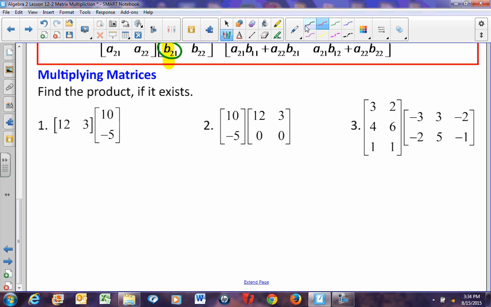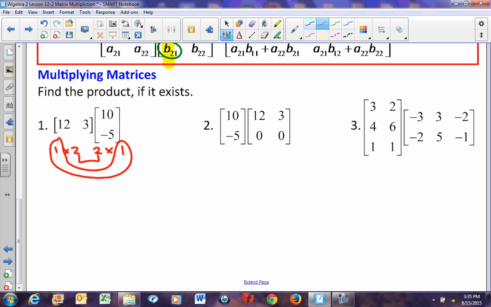1 row, 2 columns, have that right. 2 rows, 1 column. Now it's right. Those are the same. So my final product matrix is going to be a 1 by 1 matrix. In other words, it's going to have 1 number when I'm done.